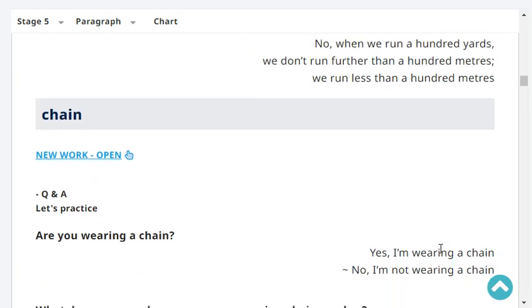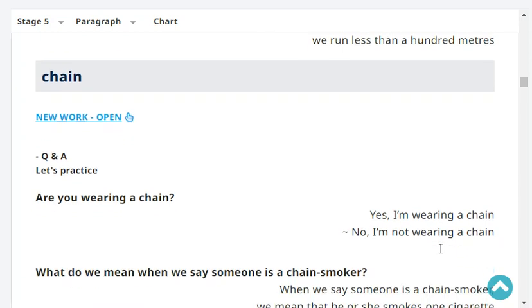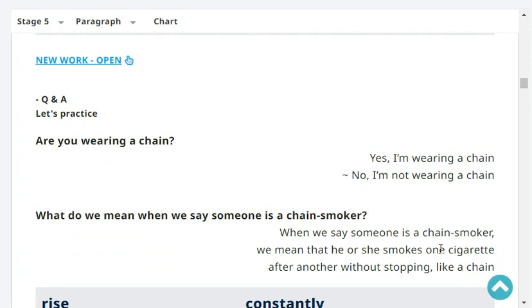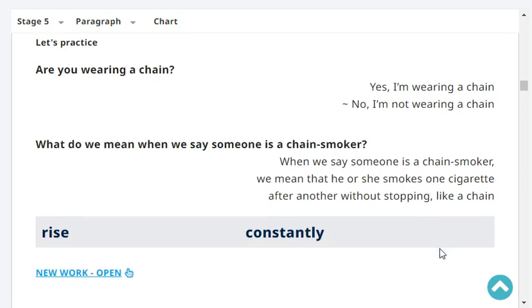Are you wearing a chain? Yes or no? No, I'm not wearing a chain. Very good. What do we mean when we say someone is a chain smoker? When we say someone is a chain smoker, we mean that he or she smokes one cigarette after another without stopping, like a chain. Very good.